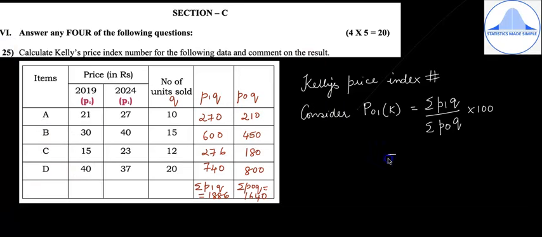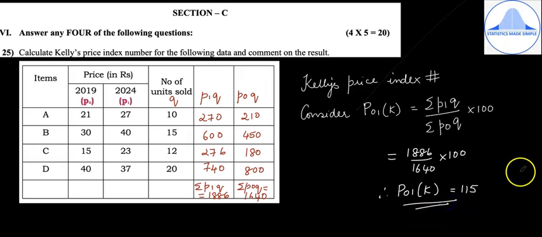So now substituting, we get 1886 divided by 1640 into 100. So therefore P01 of K is equal to 115. So now we have to also comment. What you have to do is, the answer which you have got, that is 115, you have to subtract 100, that is the base year index. So you get the resulting value as 15.